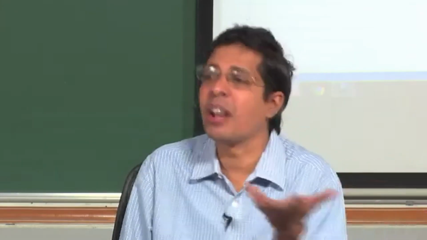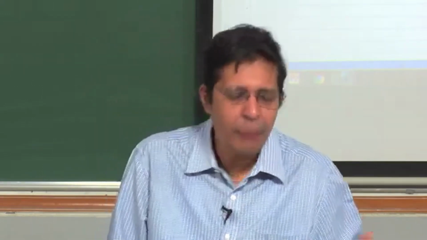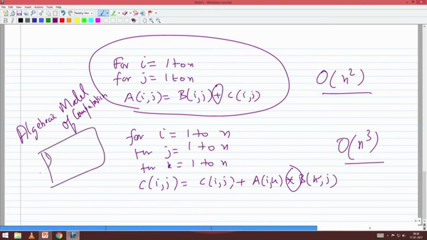time, right. So, when we are analyzing the complexity of algorithms, we do have something called a model of computation, and we analyze the complexity based on the model of computation, correct. So, one of the models of computation is called the algebraic model of computation. This algebraic model of computation basically assumes that all this plus, star, division, subtraction takes constant time.